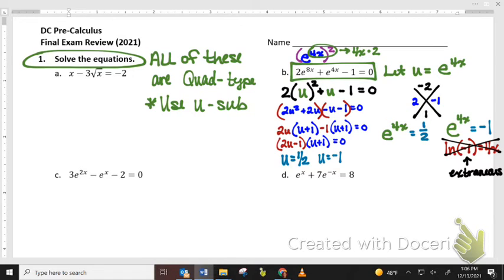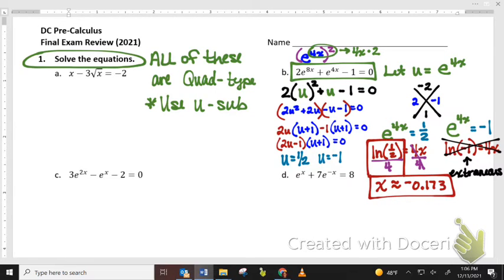Does the first one cause a problem? Nope. I would have natural log of 1/2 equals 4x, and then divide both sides by 4. I made it cross out with my x. We get that x is about how big? Negative 0.173. So there's our approximate solution. Here's our exact solution.